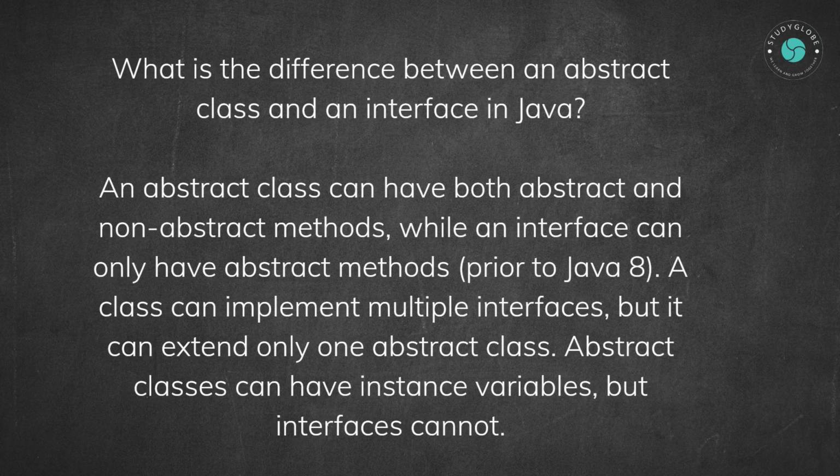What is the difference between an abstract class and an interface in Java? An abstract class can have both abstract and non-abstract methods, while an interface can only have abstract methods, prior to Java 8. A class can implement multiple interfaces, but it can extend only one abstract class. Abstract classes can have instance variables, but interfaces cannot.